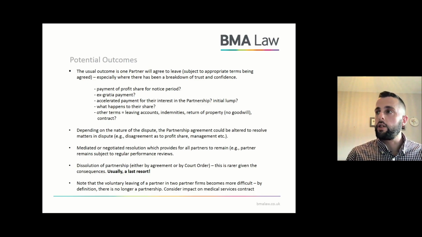As I said earlier, depending on the nature of the dispute, the partnership agreement might be altered to resolve matters in dispute. So it's open to the partners, if they can unanimously agree, to alter the terms of the partnership agreement. It could be that a particular mechanism, or the dispute resolution clause, is altered in order to allow a resolution to be concluded.